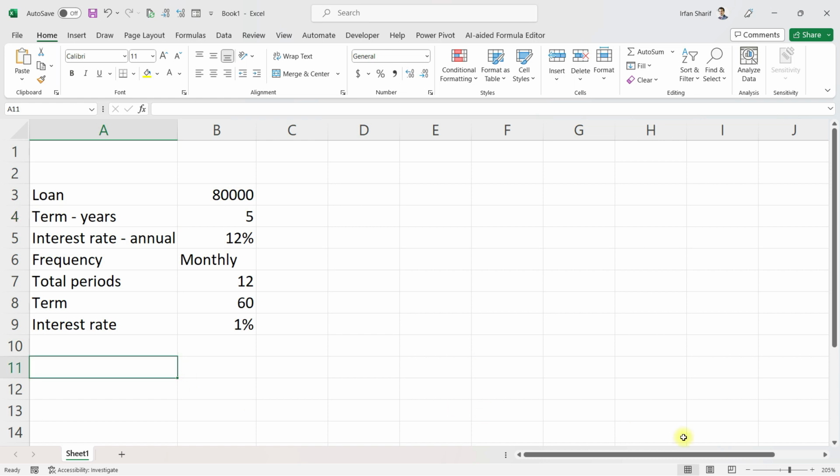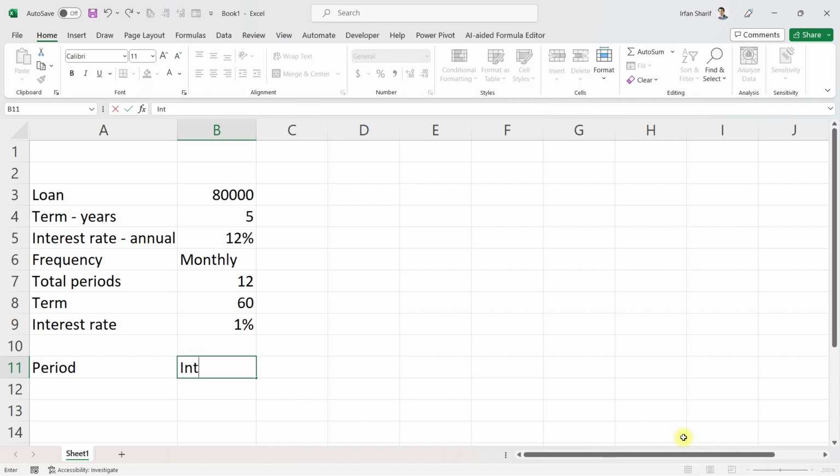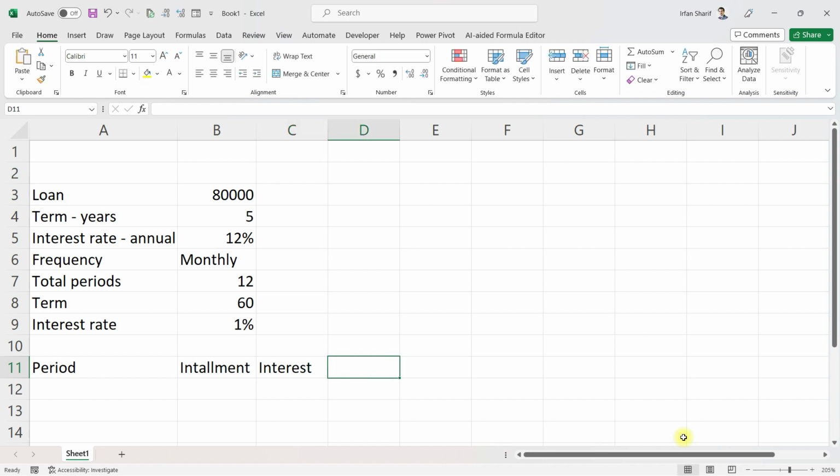Now we are ready to start our calculator. For that, first of all, let me input the headings here. First of all, there should be the period number, and then there should be the annual installment, not annual, I'm sorry, the periodic installment. Then there should be the interest in that installment, meaning how much interest we have paid in that particular installment, then the principal in that installment, and finally the balance amount of the loan.